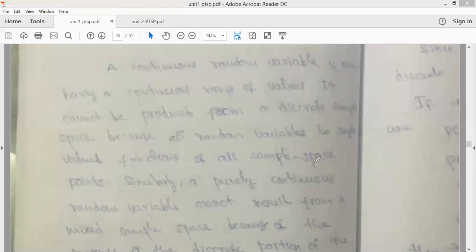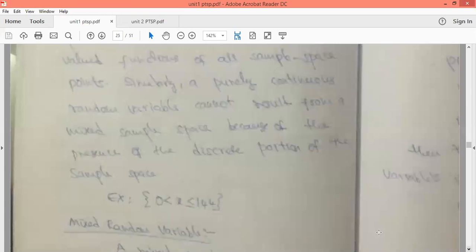That is because a random variable is a single valued function of all sample space points. Why are we using a continuous sample space for a continuous random variable? Because it is a single valued function. Now what is a random variable? It is a single valued function. That is why, to obtain a continuous random variable, we have to use a continuous sample space only. And we cannot use a mixed sample space either.